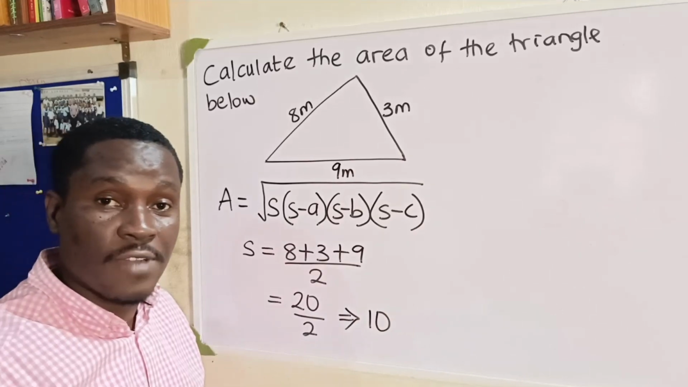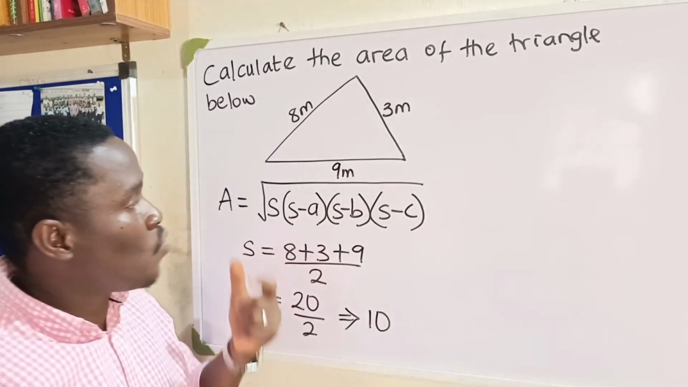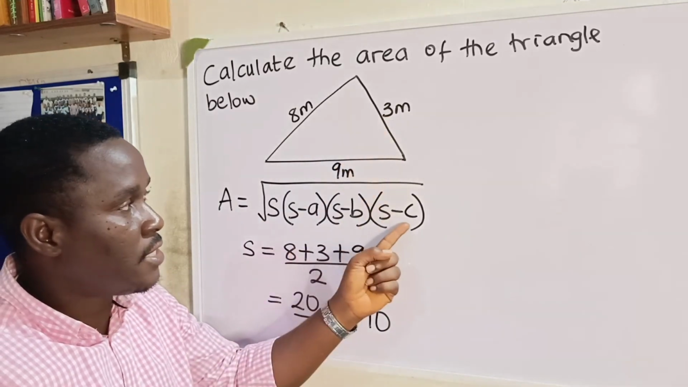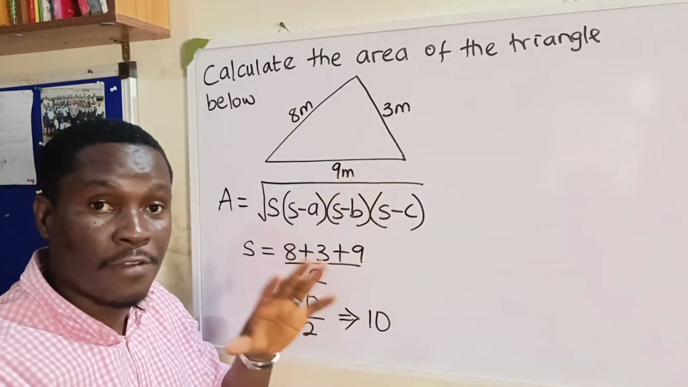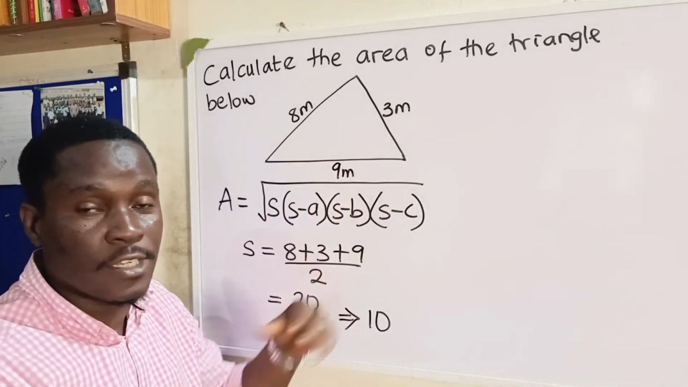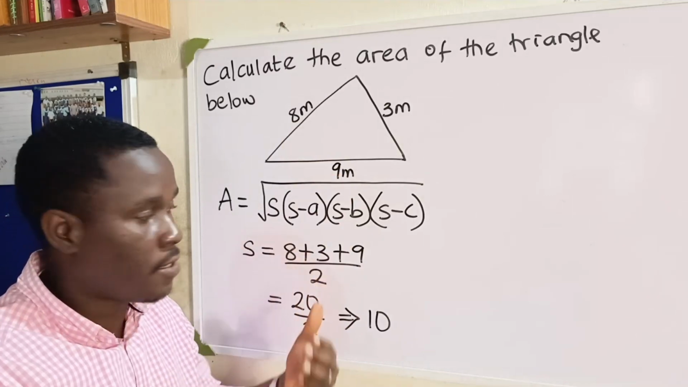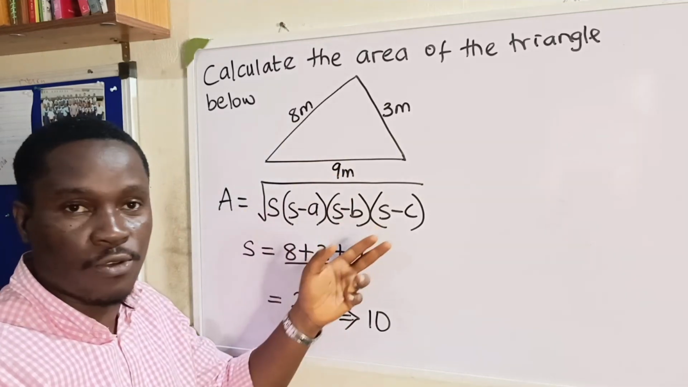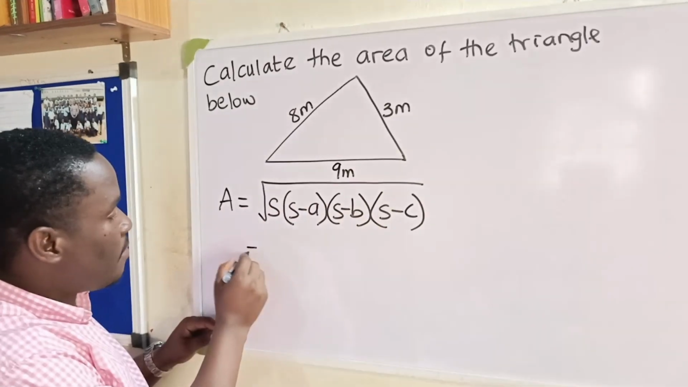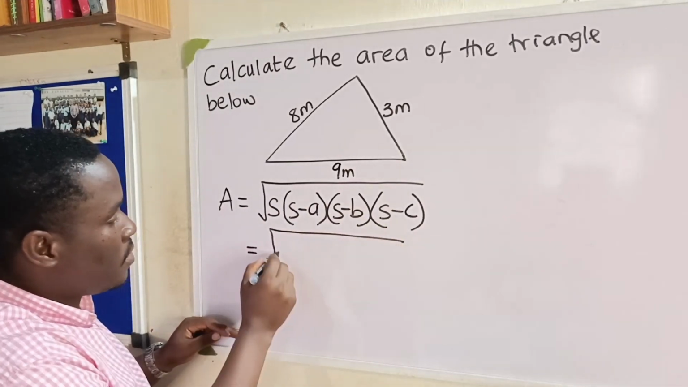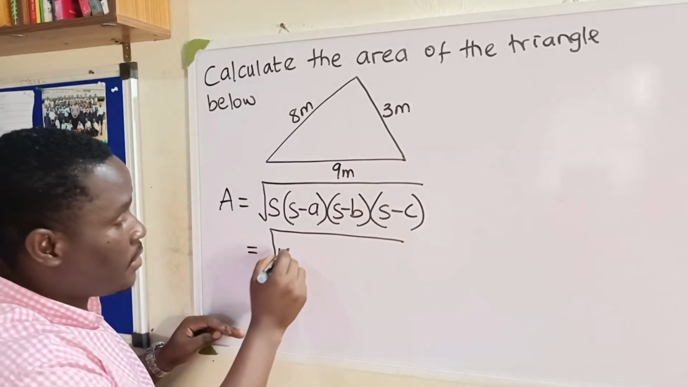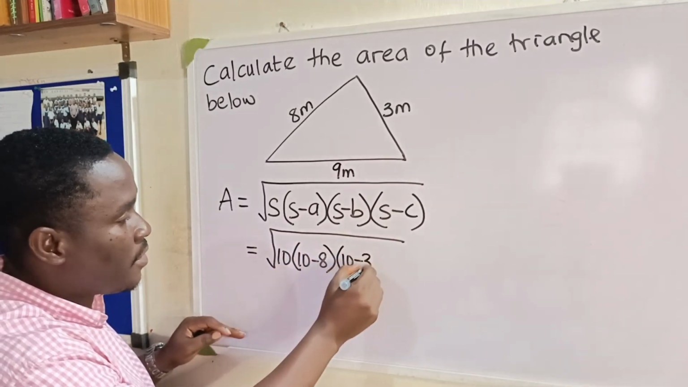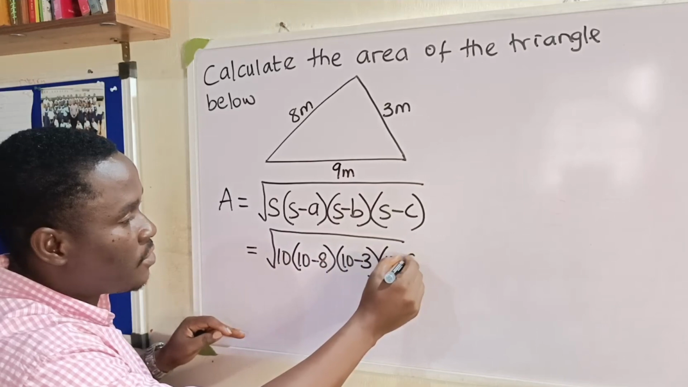So now that we know the value of s to be equal to 10, we can assume a to be 8, b to be 3, and c to be 9. Whichever alphabet you allocate to any of the three sides, you are going to get the same answer. Let's go ahead and substitute a, b, c, and s into the formula. So we're going to have square root of 10, remember s is equal to 10, into 10 minus 8, into 10 minus 3, into 10 minus 9.